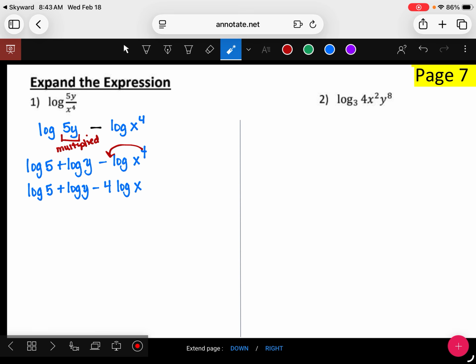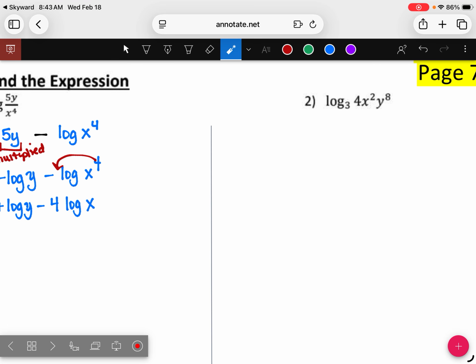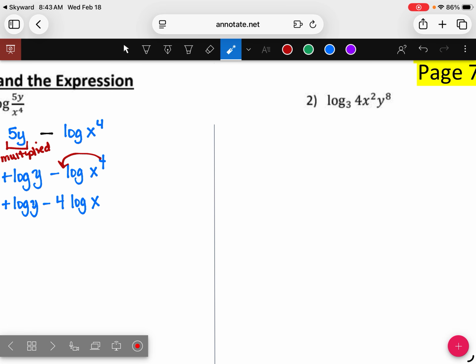All right, I want you to take a couple minutes and try to start number 2. So in number 2, do we see any fractions? What do we see happening between these 3 terms? When you don't see a symbol, it means what? Multiply. And there are 3 things though, okay? We have a 4, we have x squared, and we have y to the 8th. All 3 of those, you're going to put a log little bitty 3 with each one of those terms with an addition sign.